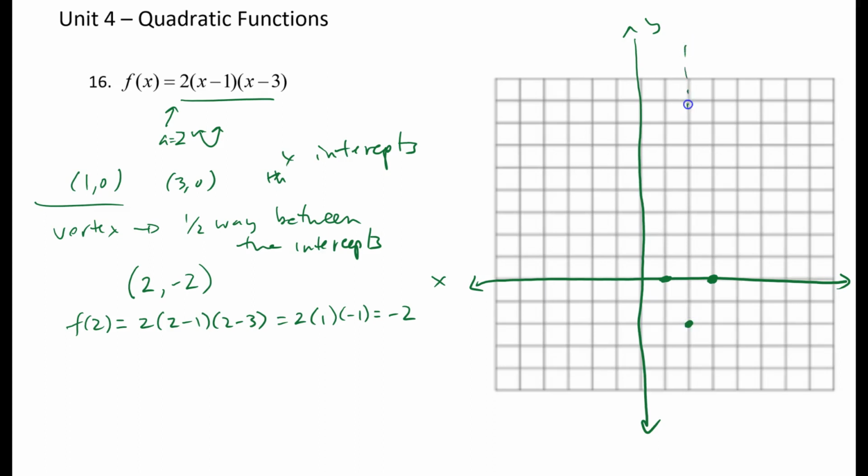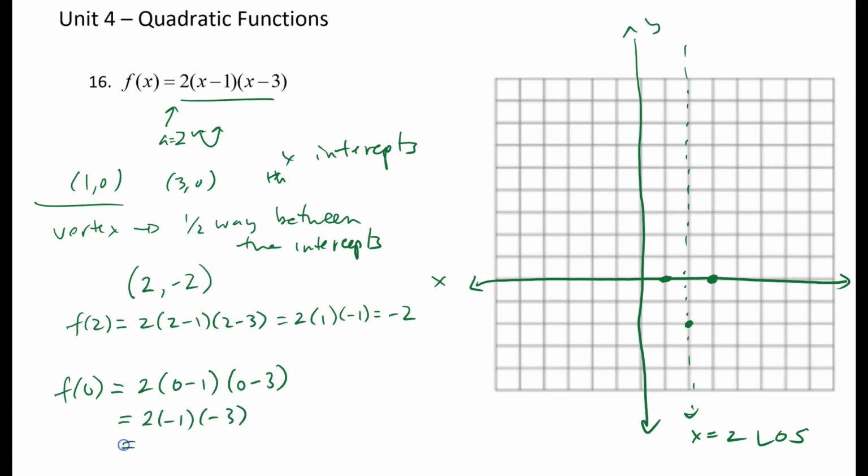We know that this is our line of symmetry now, which is x equals 2, line of symmetry. And let's go ahead and find the y-intercept. Again, we just plug in 0 to do that. 2 times (0 minus 1)(0 minus 3) equals 2 times negative 1 times negative 3, which is 6. So (0, 6) will be our y-intercept. So 0 is here, 1, 2, 3, 4, 5, 6.